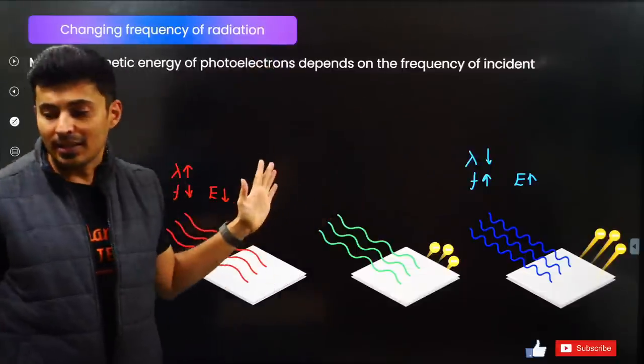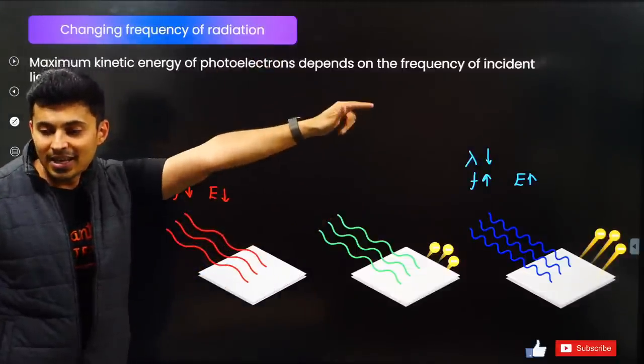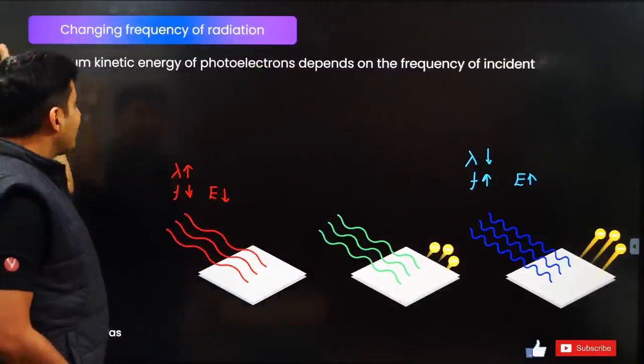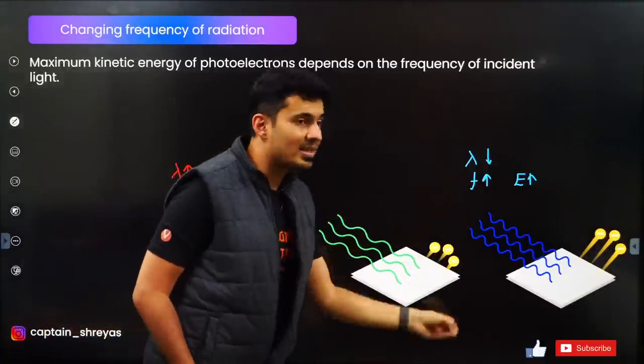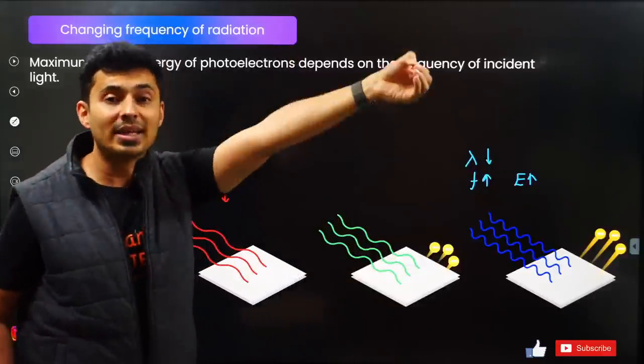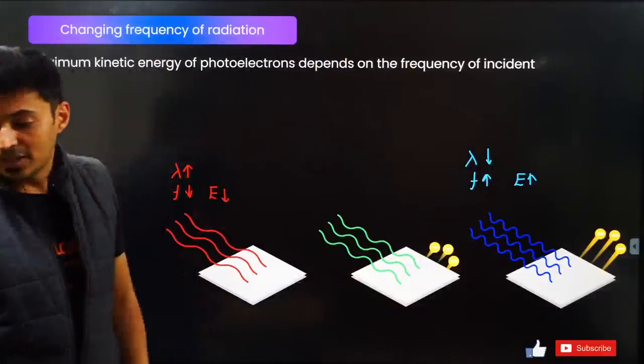Do you guys agree or disagree? Everybody with me on this? So as you increase the frequency of the photons, obviously the electrons' energy will also increase. Okay? I hope this is clear.